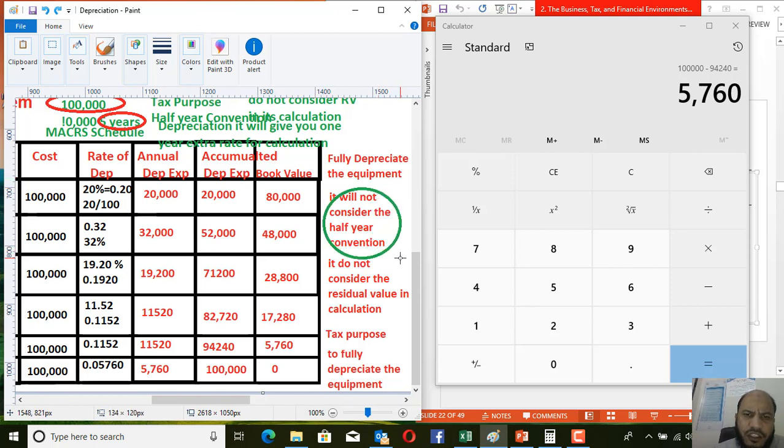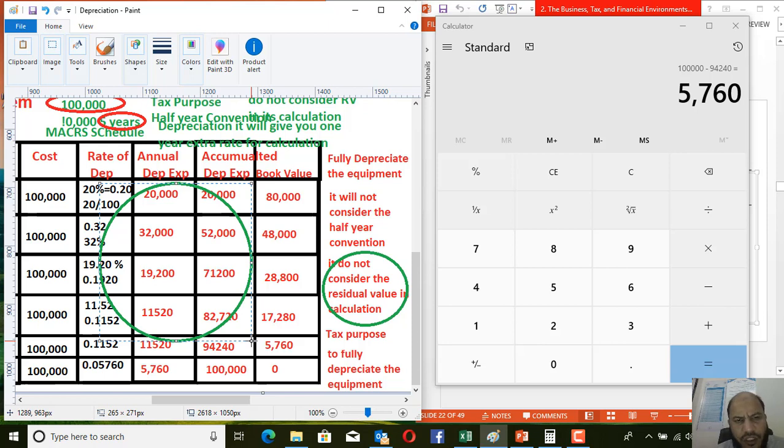Second, it will not consider the half year convention. If we purchase a machinery in half year, they will not calculate for that half year, but it will fully depreciate the machinery and give 1 year extra rate to calculate the depreciation for it. Third, it does not consider the residual value in calculation. We haven't prepared or used the columns for the residual value, so that's why we may say that it will not consider the residual value in calculation.